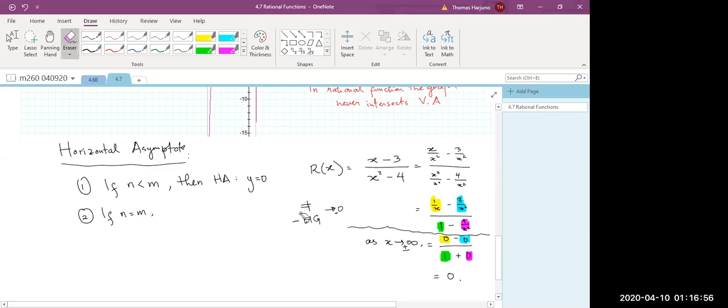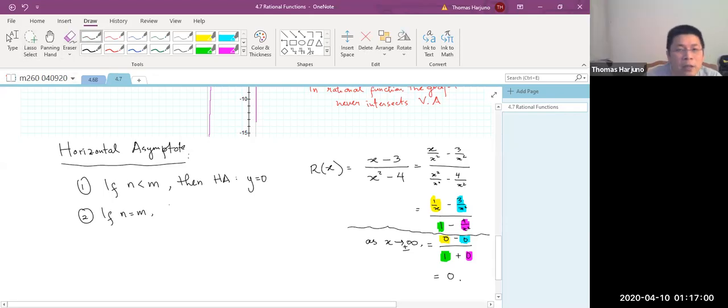Now then, what happens if the degree is the same? Then the horizontal asymptote will be y equals the leading coefficient on the top over the leading coefficient at the bottom. But you see the degree has to be the same, so this one should be equal to this one.